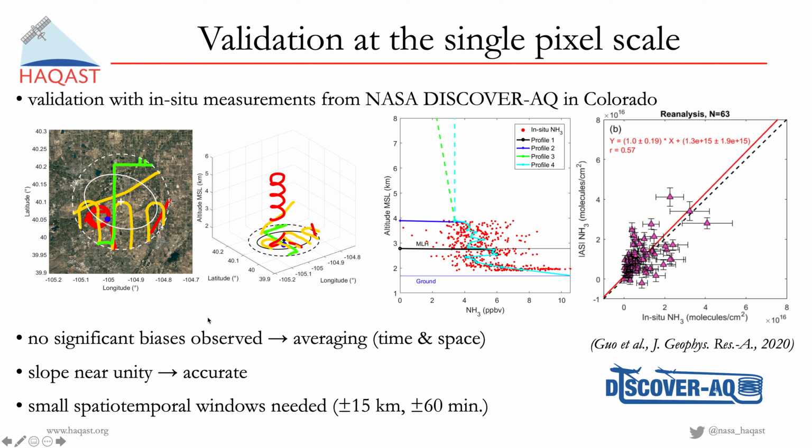But the one thing that we did describe in this paper is you really need to pay attention to the spatial and temporal windows. In this case, the mean wind speed of 15 kilometers per hour, which is about the size of the IASI pixel, corresponds to about plus or minus 1 hour in terms of transport time.